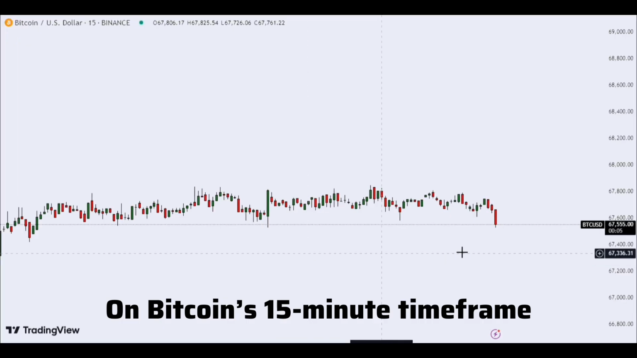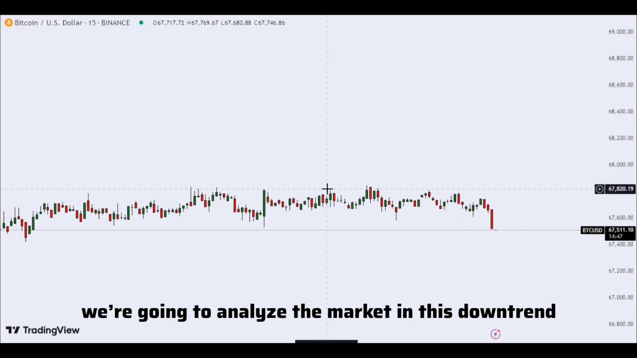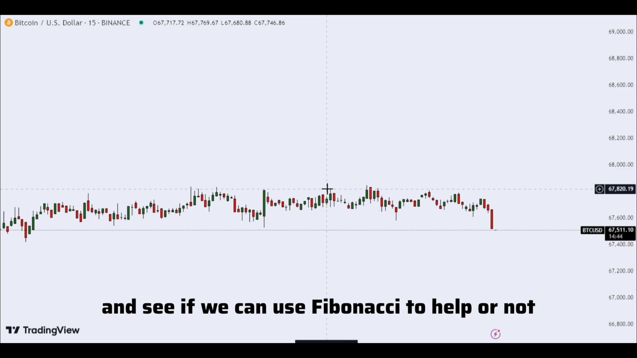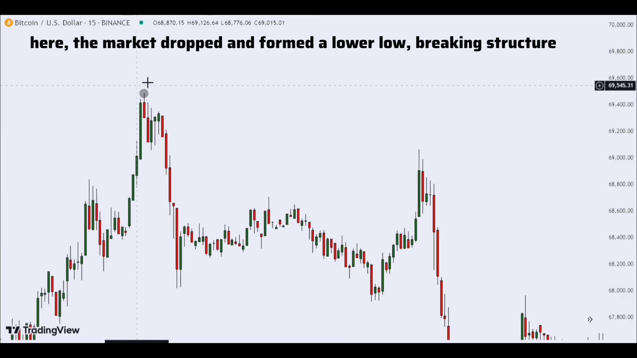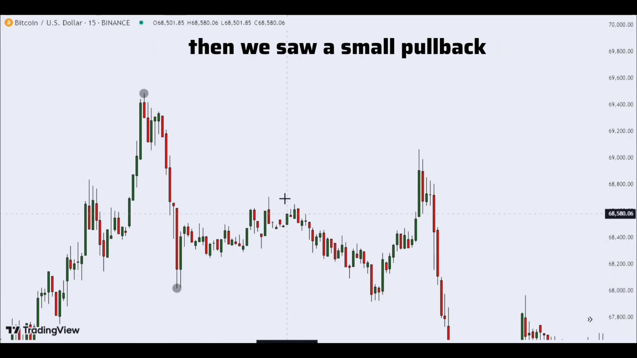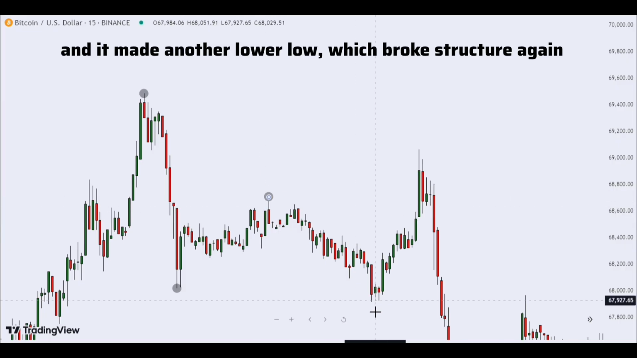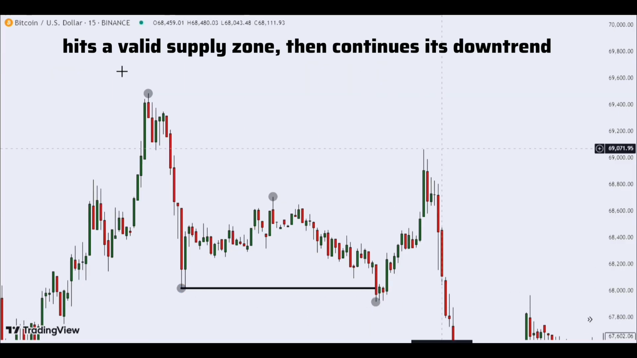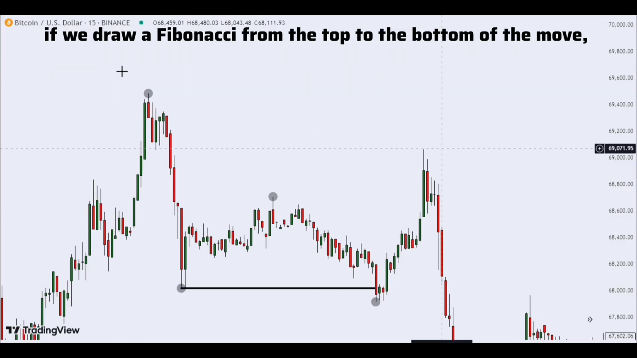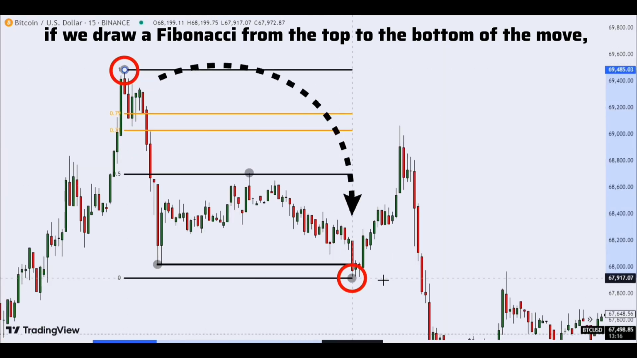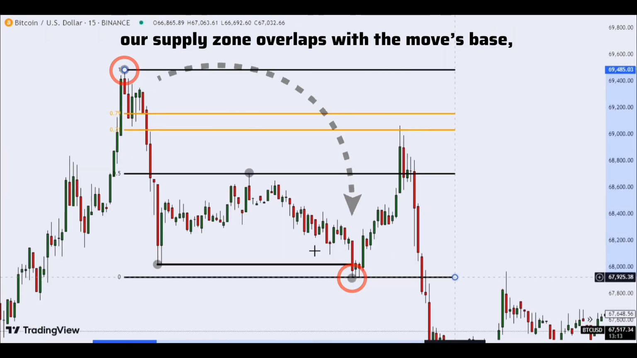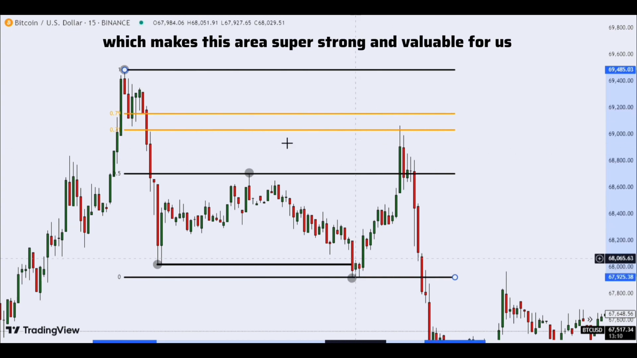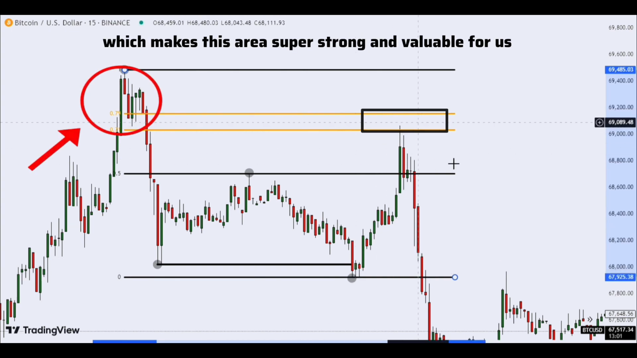On Bitcoin's 15-minute time frame, we're going to analyze the market in this downtrend and see if we can use Fibonacci to help or not. Here the market dropped and formed a lower low breaking structure. Then we saw a small pullback and it made another lower low which broke structure again. So I'm expecting a correction to the upside until price hits a valid supply zone, then continues its downtrend. If we draw a Fibonacci from the top to the bottom of the move, our supply zone overlaps with the move's base, which makes this area super strong and valuable for us.